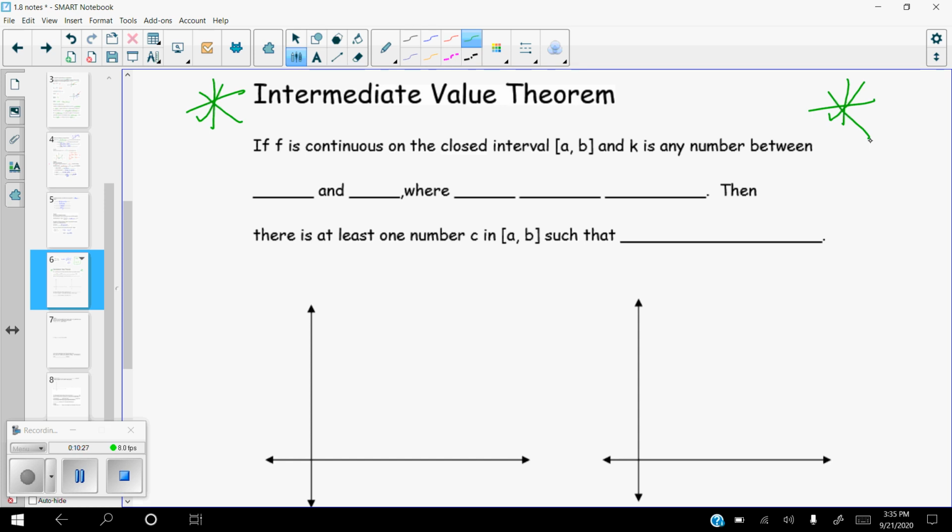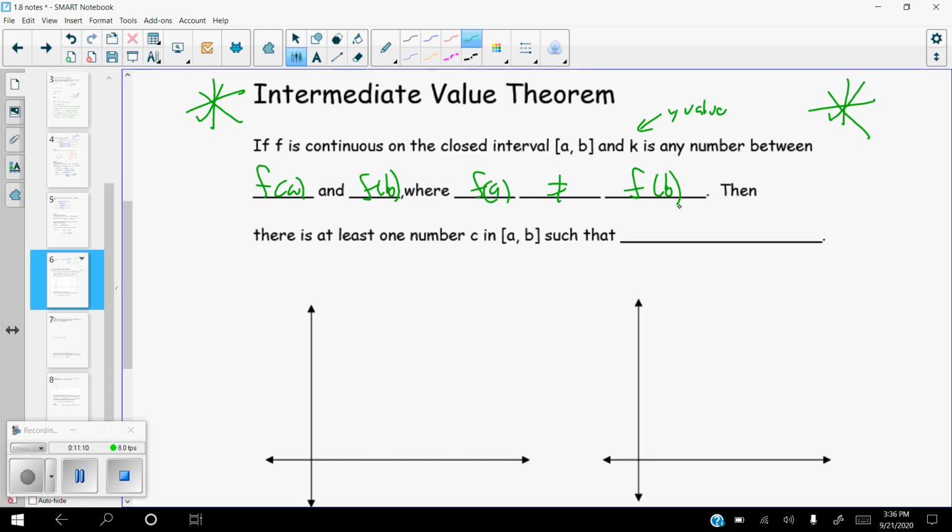So it says, if f is continuous on a closed interval a to b, we kind of know what that is by now, and k is some number in between f of a and f of b. Well, f of a and f of b are y values, so that actually makes k a y value here, where f of a does not equal f of b. So whatever those two y values are, they cannot be the same. So k has to lie in between two y values, and the two y values cannot be the same.